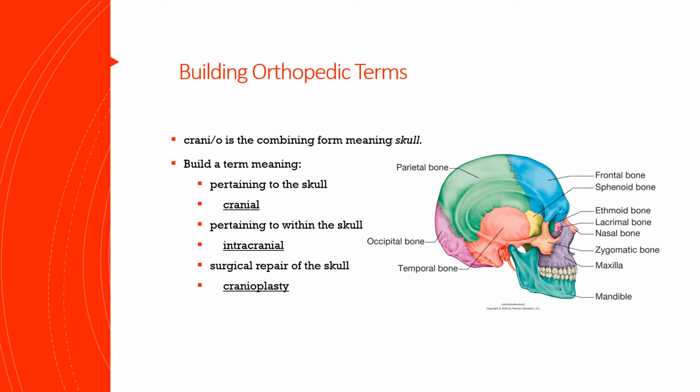Build a term meaning pertaining to the skull. It's cranial, pertaining to within the skull, intracranial, surgical repair of the skull, cranioplasty. The cranium encases and protects the brain, and it includes the frontal, parietal, temporal, ethmoid, sphenoid, and occipital bones. Facial bones serve as points of attachment for muscles of facial expression and chewing, and these include the mandible, the maxilla, the zygomatic, the vomer, the palatine, the nasal, and the lacrimal bones. Can you find all of those bones on this figure?